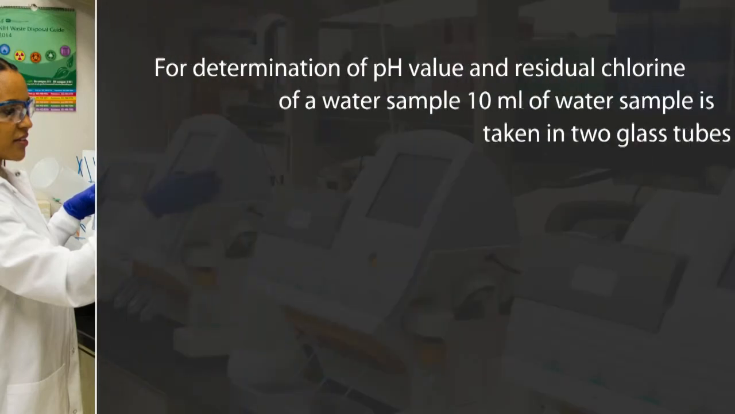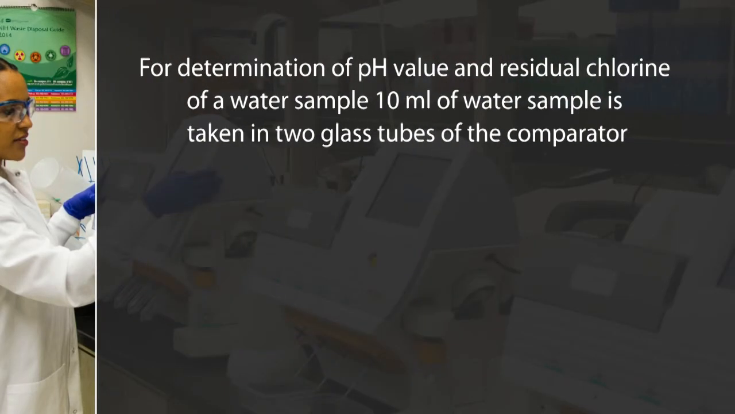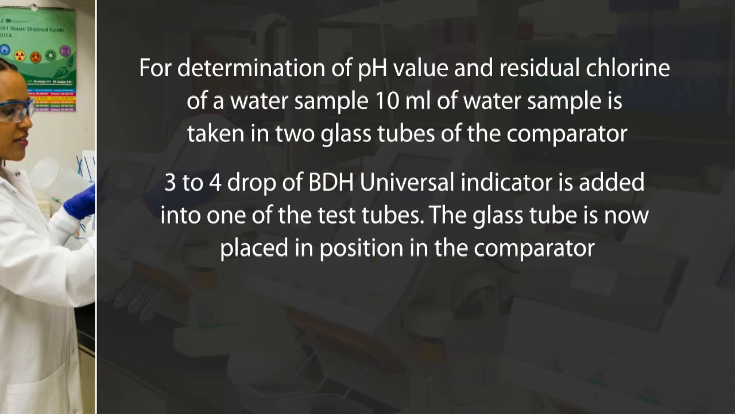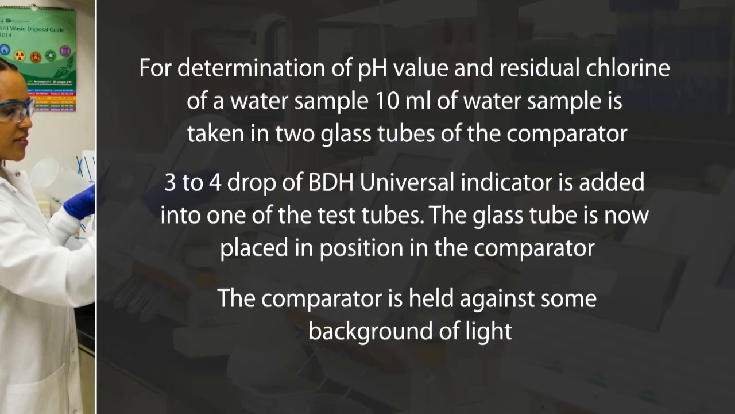For determination of pH value and residual chlorine of a water sample, 10 ml of the water sample is taken in 2 glass tubes of the comparator. 3 to 4 drops of BDH universal indicator are added into one of the test tubes. The glass tube is now placed in position in the comparator. The comparator is held against some background of light.